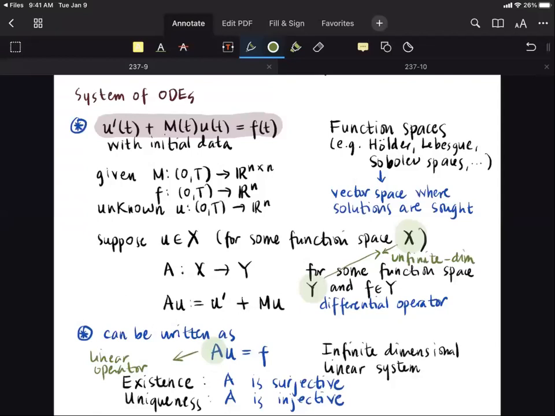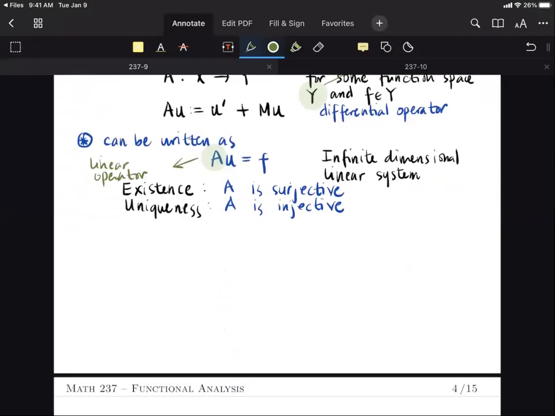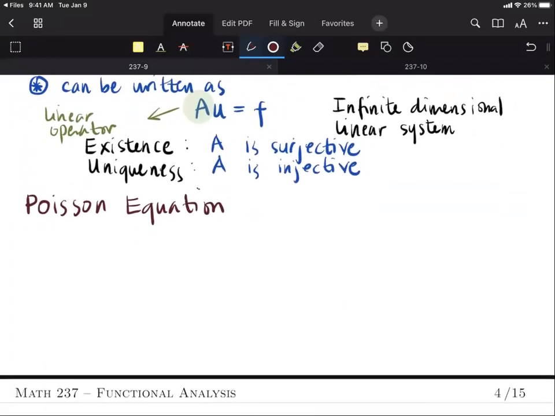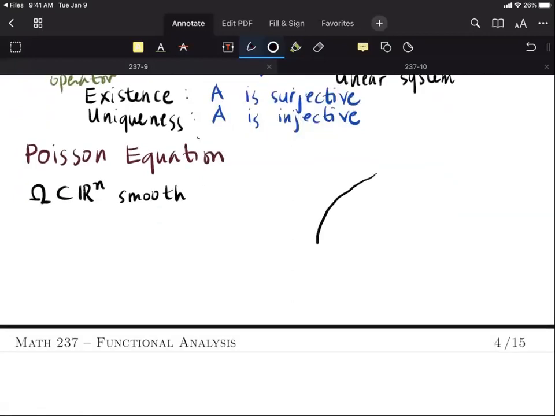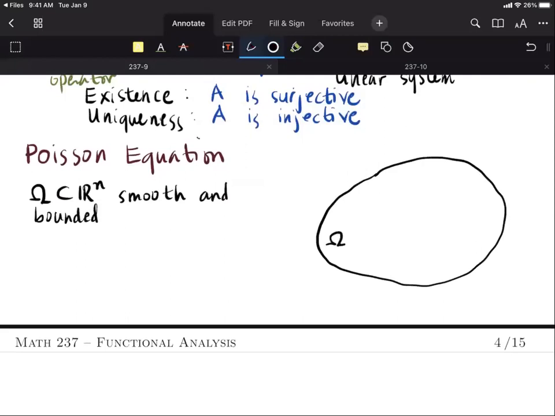And as another motivation, let us consider the Poisson equation. To set up the problem, suppose I have a bounded domain in R^2 or R^n, let's say, and this is smooth. By that, let's say the boundary is smooth. And let's say this is also bounded. So suppose this is your bounded domain omega, and this is the boundary.